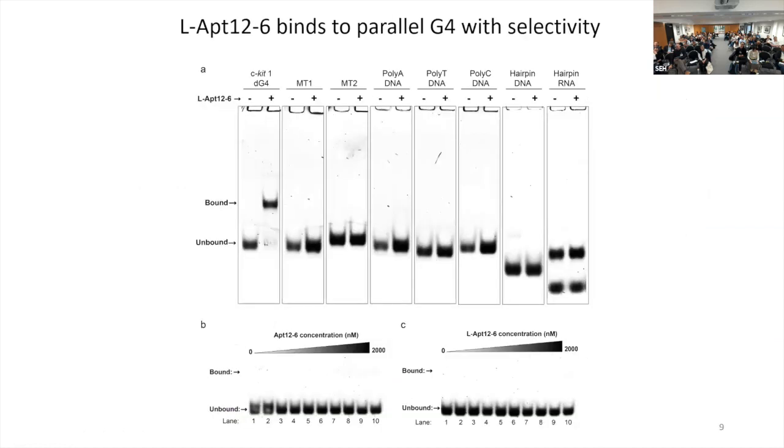I also tested the specificity to other non-G4 structures, including the G4 mutants, poly A, poly T, poly C, hairpin, DNA, and RNA, and we can see only our targeted DCT1 DG4 has a shift, but none of the other structures bind to the L-aptamer 12.6.